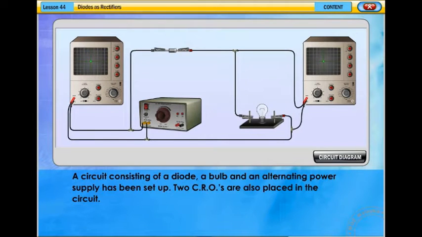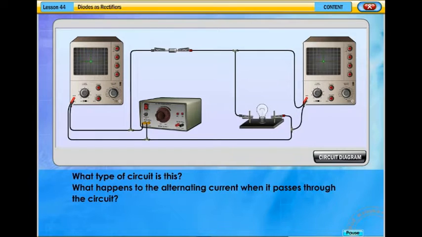A circuit consisting of a diode, a bulb, and an alternating power supply has been set up. Two CROs are also placed in the circuit. What type of circuit is this? What happens to the alternating current when it passes through the circuit? Click on the switch to confirm your answer.